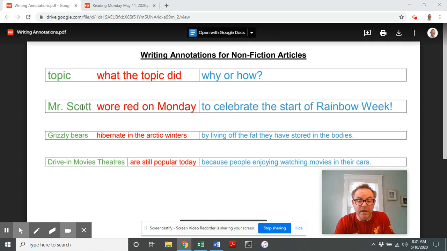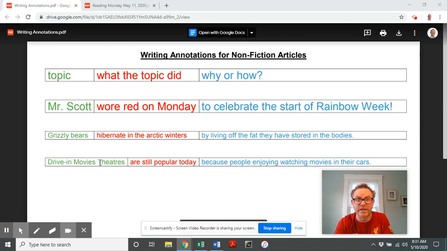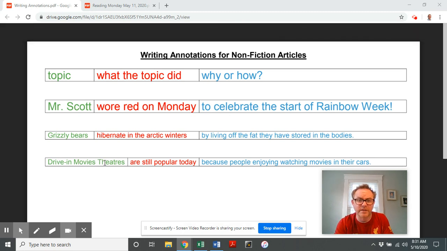Anyway, the topic of that article was drive-in movie theaters. Every single section, every single paragraph of that article was about that one topic. So it's fine to write a whole bunch of annotations. I think there were 5 or 6 paragraphs to that article, and each one could start with drive-in movie theaters. That's not a problem. That's what the article is all about.